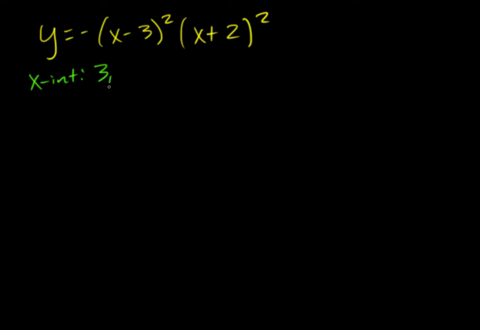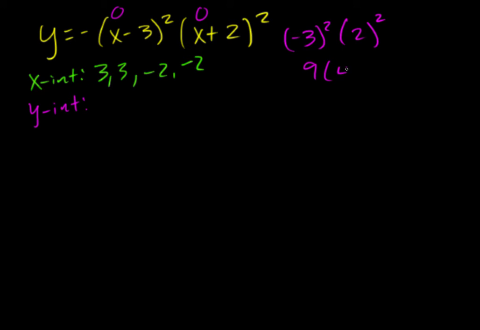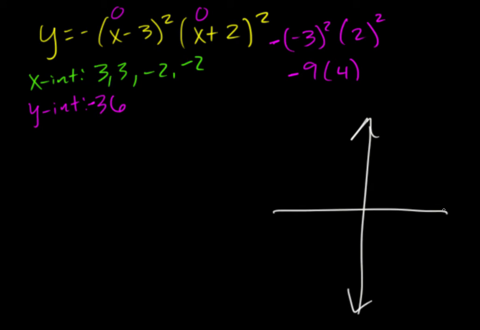Okay, now we're going to try another one. Okay, so x-intercepts, we have 3, 3, -2, -2. For the y-intercept, plug in a 0, plug in a 0, we're going to get -3 squared and 2 squared. So that's going to be 9 times 4, and so we get 36 on that one. And this negative sign is out in front here, so I should have carried that down there, and we got the -36.